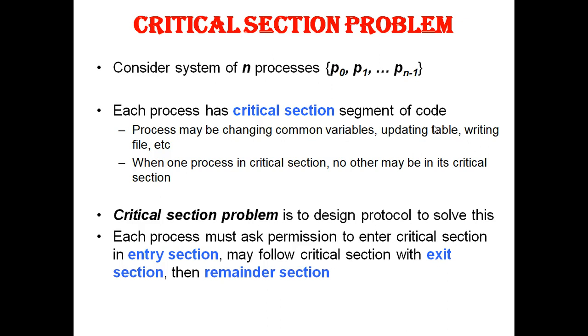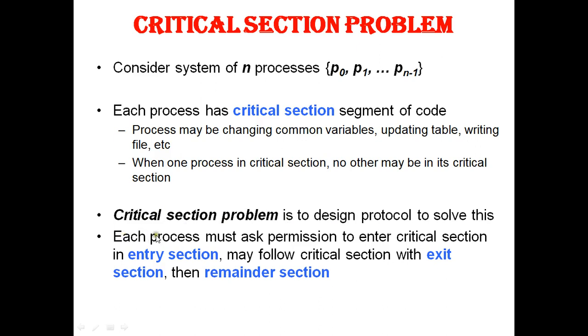What do we mean by critical section segment of code? In this critical section, whichever process wants to access it may change common variables, update a table, write a file, etc. When one process is inside the critical section, no other process can enter the critical section. So the critical section problem is to design a protocol to solve this.